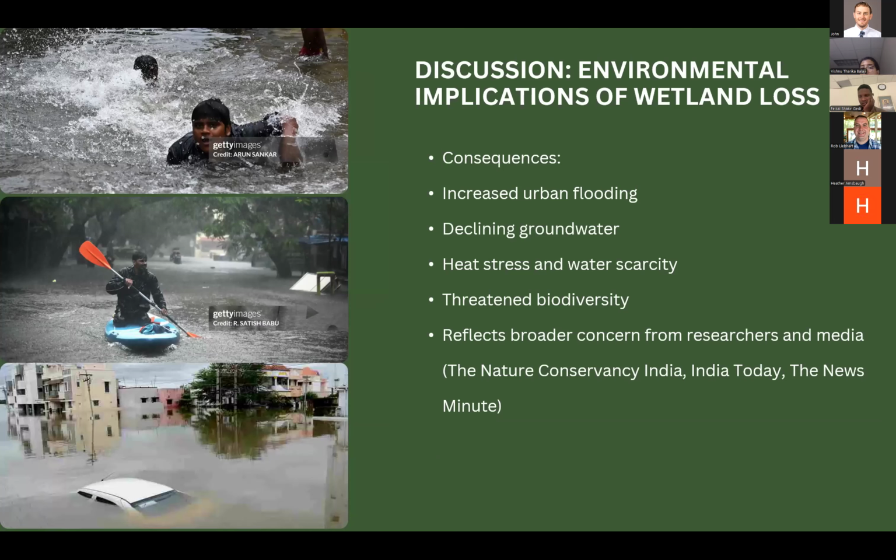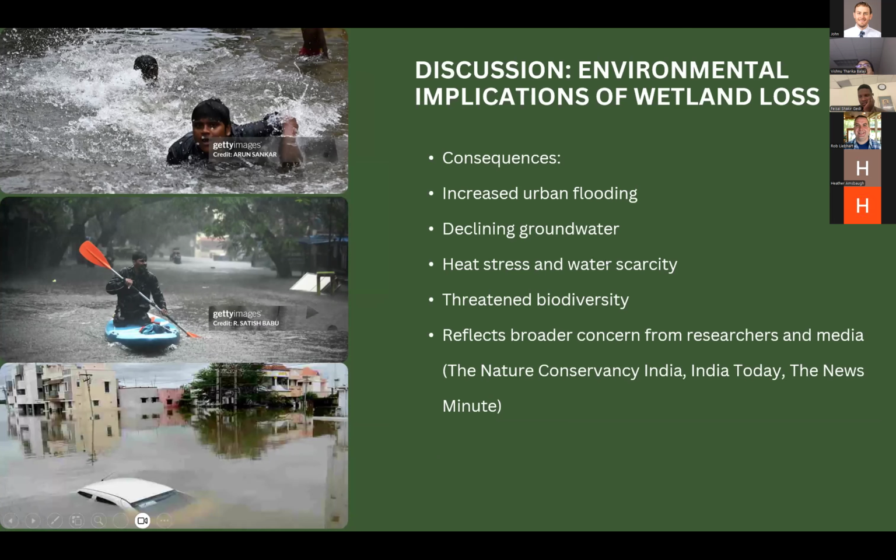One of the major reasons, according to many articles, is the loss of wetlands. As I mentioned in the introduction, wetlands act as a natural sponge and absorb excess rainwater. When these wetlands go missing, the excess rainwater has nowhere to go. That is one of the reasons why this kind of flooding is caused.